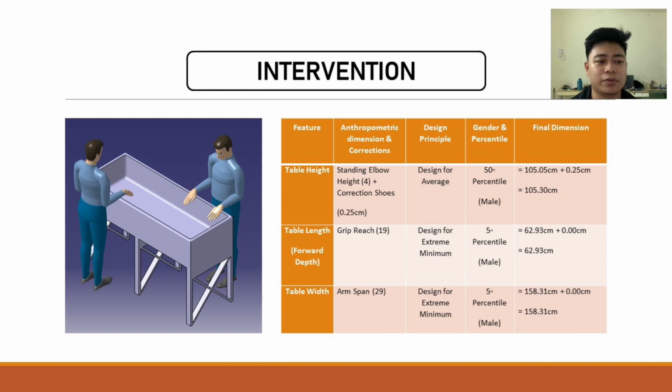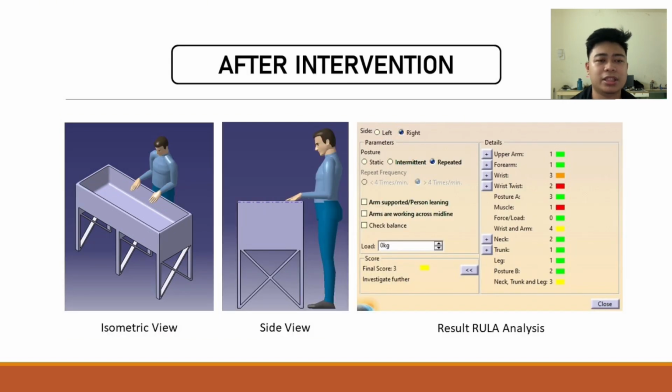On the table length, we go for 5% tight. And table weight also the same, we go for 5% tight. Okay, this is the figure after interventions. As you can see on the left side, it shows the isometric view of the interventions and the human modeling using it. On the right side, there's a RULA analysis.